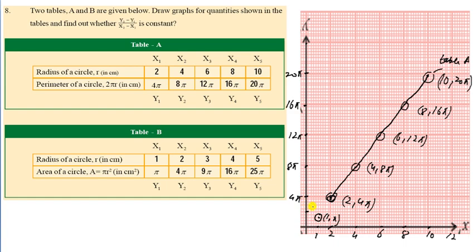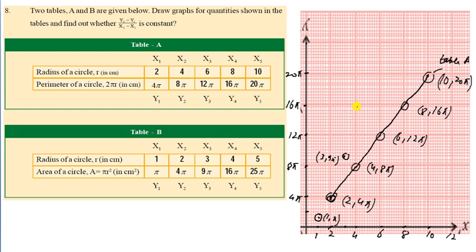And what about 3 to 9 pi? So 3 is here and 9 pi. So you can see here it is the 9 pi. This one is your 9 pi. So you have to write 3, 9 pi. And here is 2, 4 pi. And let us see the 4 to 16 pi. 4 to 16 pi.